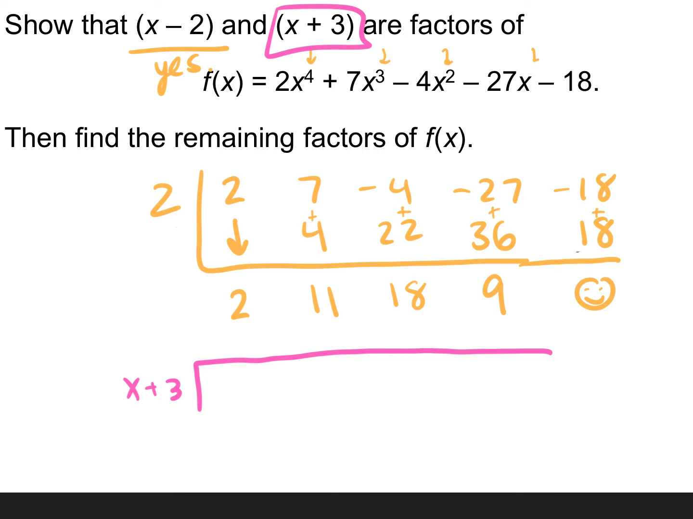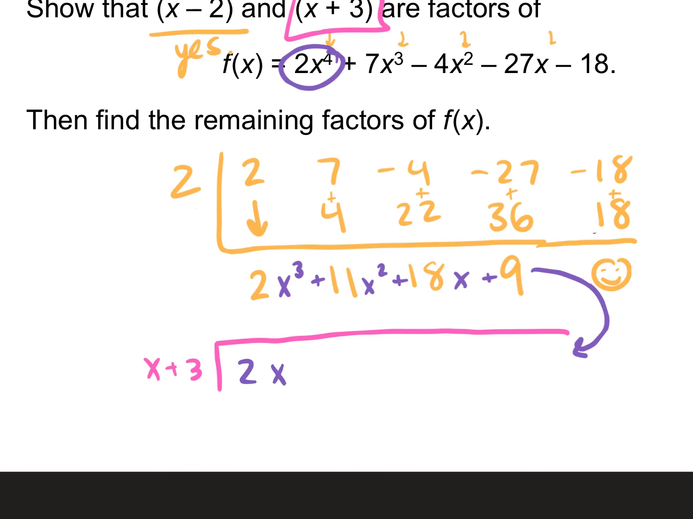I can plug in this one now. So since I started with 2x to the 4th power, this is now 2x cubed plus 11x squared plus 18x plus 9. So I'm going to take this and plug it inside the box because it's going to be a little bit easier to work with than using my 2x plus 4, or 2x to the 4th power. So we have 2x cubed plus 11x squared plus 18x plus 9 inside the box.